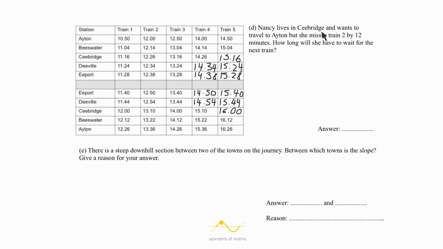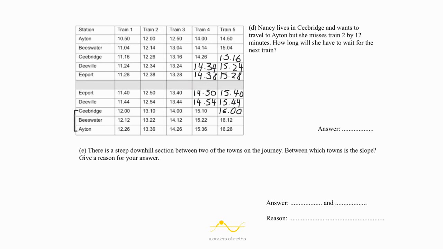Nancy lives in Seabridge and wants to travel to Ayton, but she misses train 2 by 12 minutes. How long will she have to wait for the next train? Let's look at our table for reference. We see that she's at Seabridge and wants to travel to Ayton, so this is the direction we're going for. Make sure you get the right direction of train.